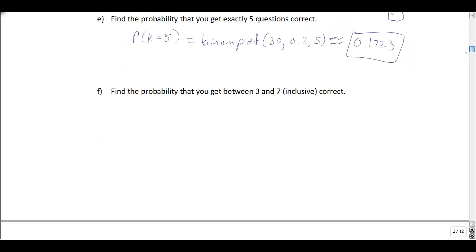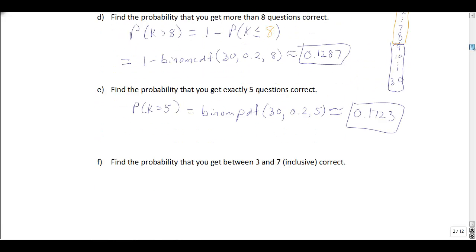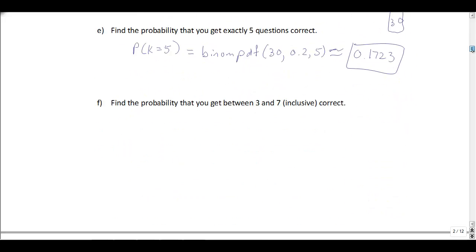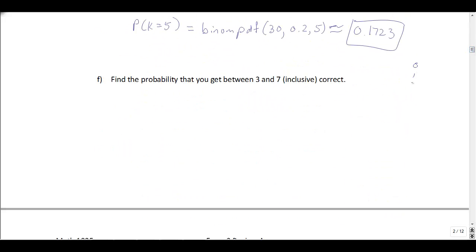Okay, last one of these, find the probability you get between 3 and 7. So I'm going to draw another one of these pictures like we did up here. So between 3 and 7, I could get 0, 1, 2, 3, 4, 5, 6, 7, 8, 9, 10, and so on, up to 30.